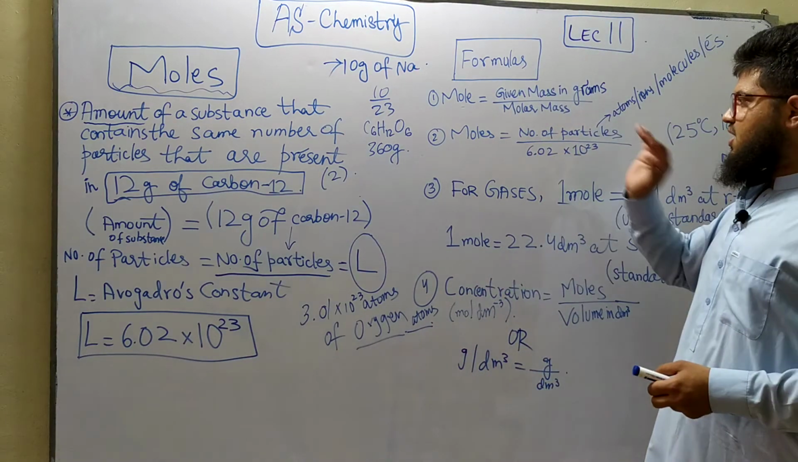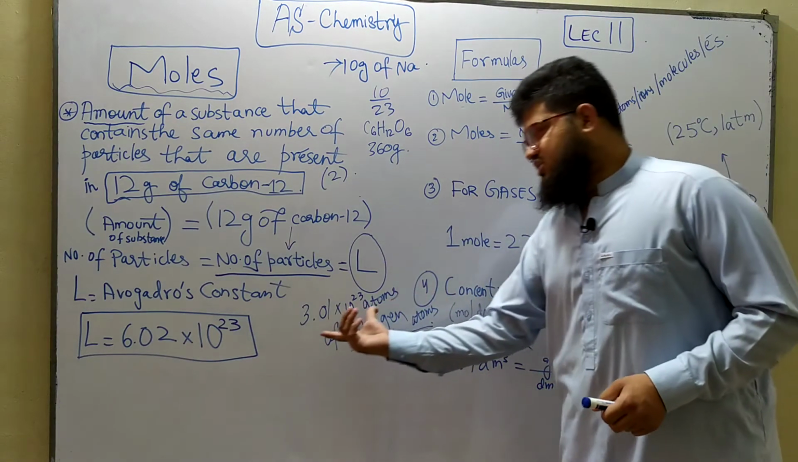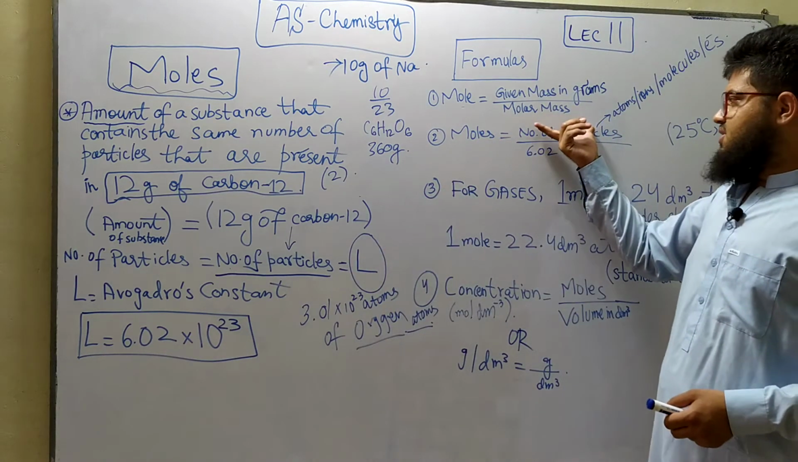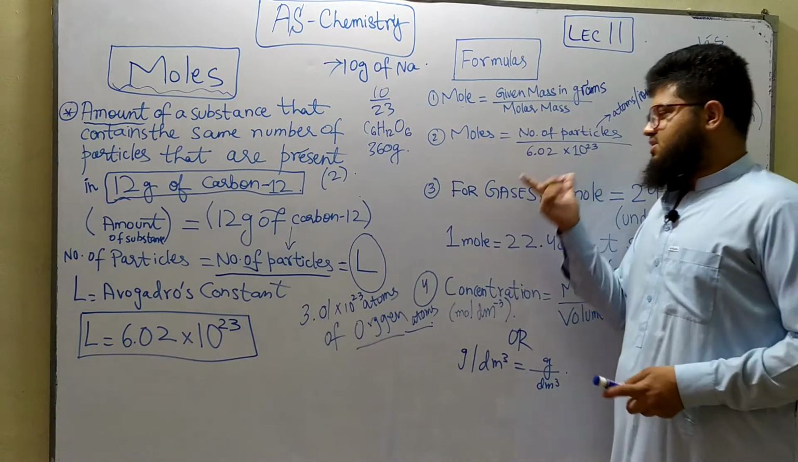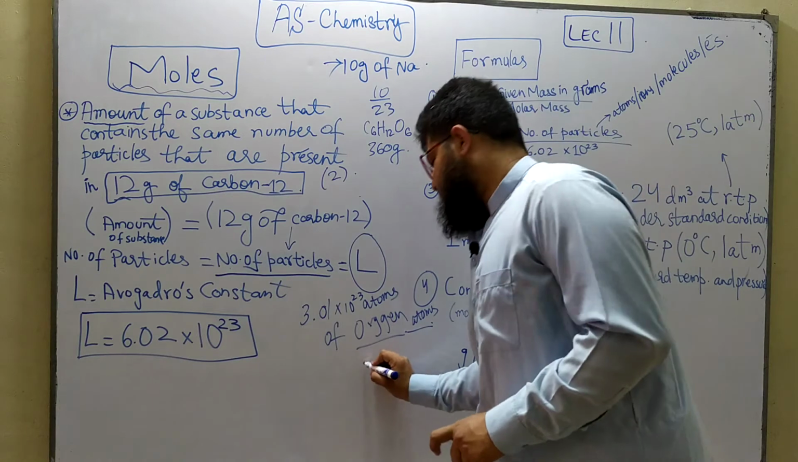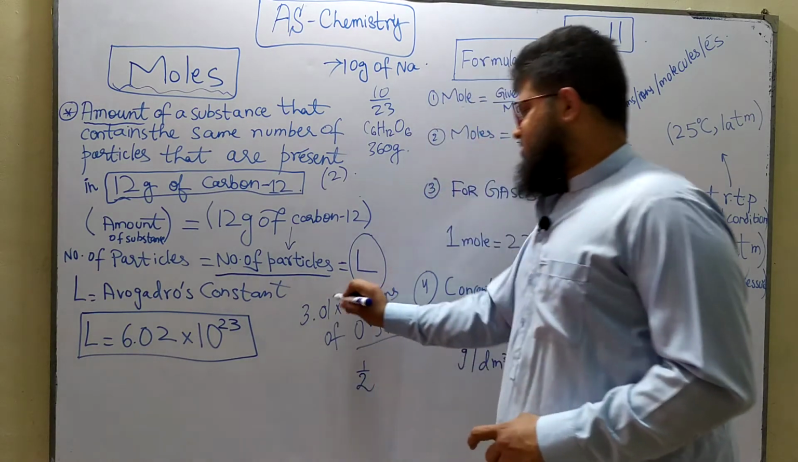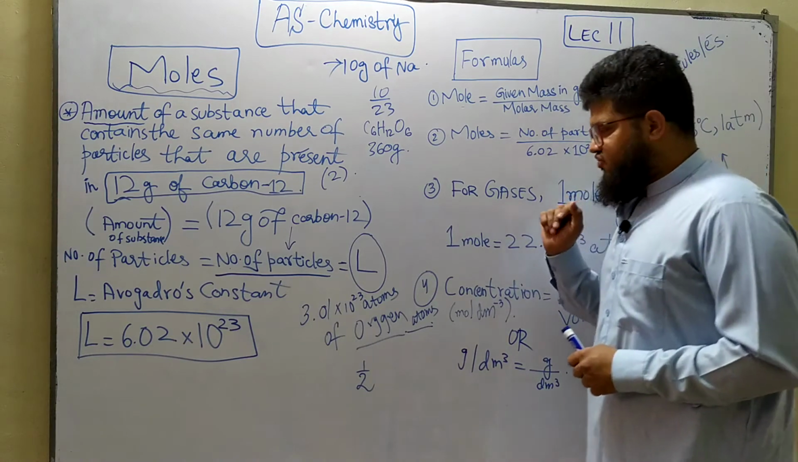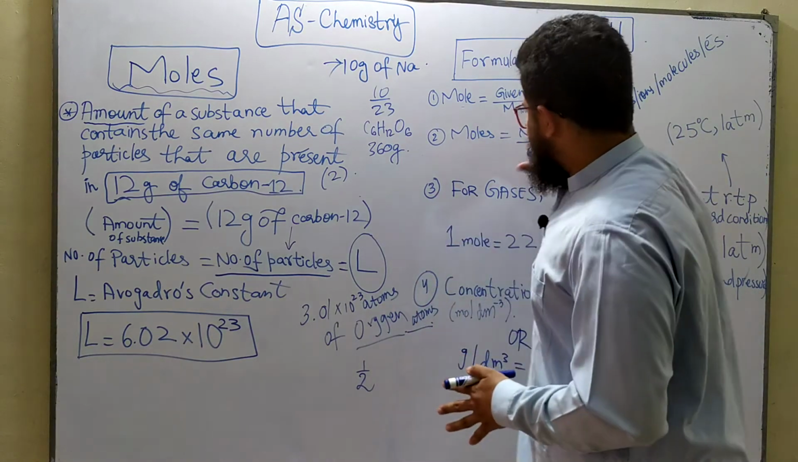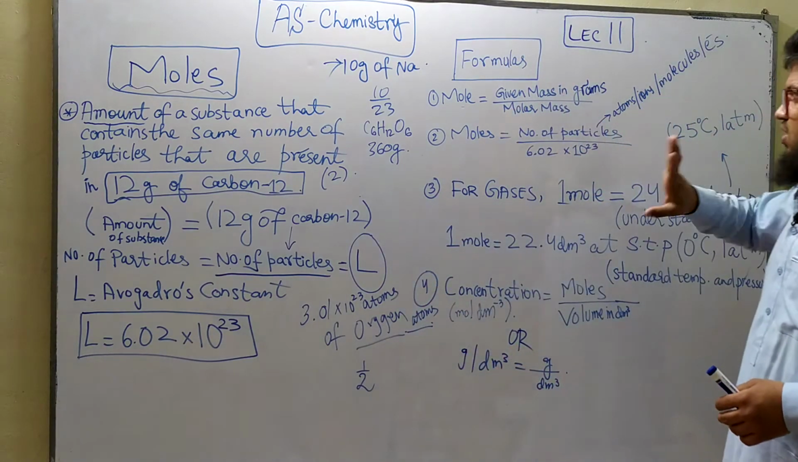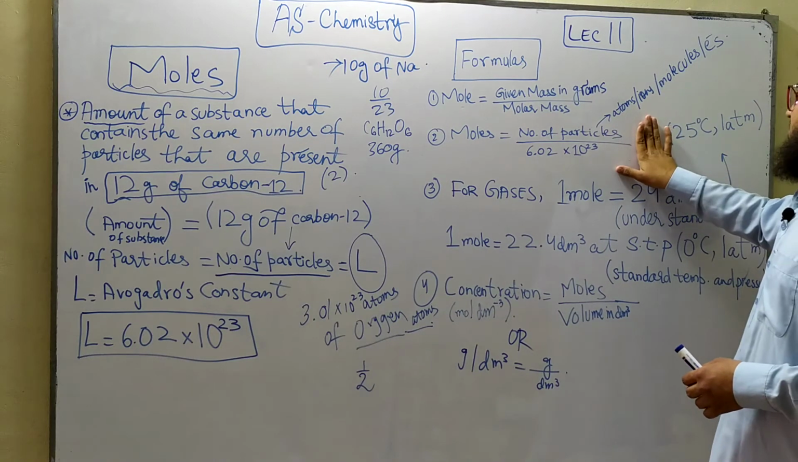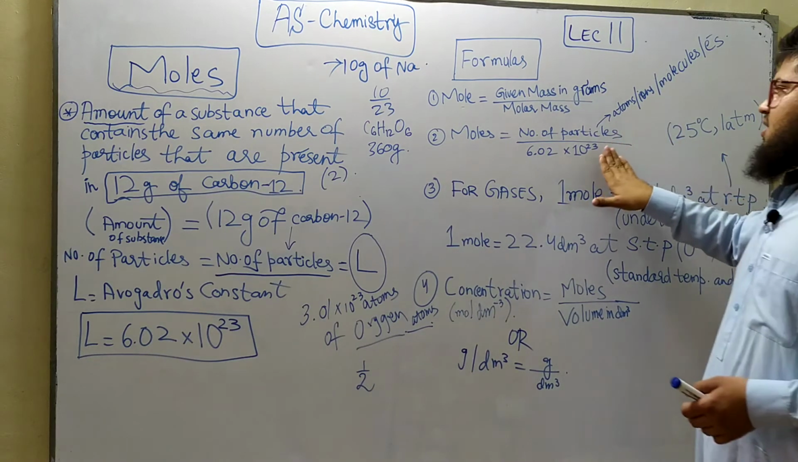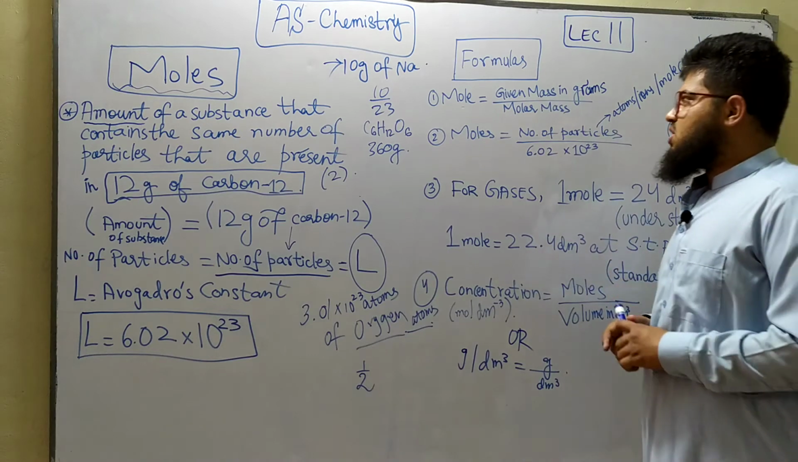It's simple, just plug it into this formula. We take this 3.01, place it in the numerator and divide it by this number, and you are going to get an answer of 1 upon 2, because this is exactly half of 6.02 times 10 to the power of 23. I'm not doing another example because this is also an easy formula and you've been doing it since your O levels. You can merge these formulas as well.